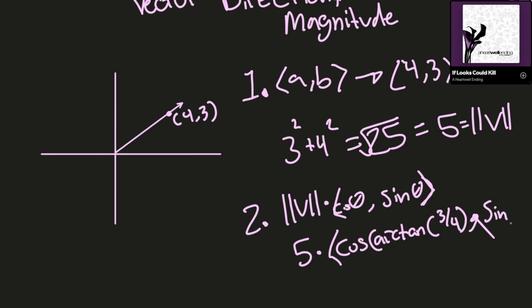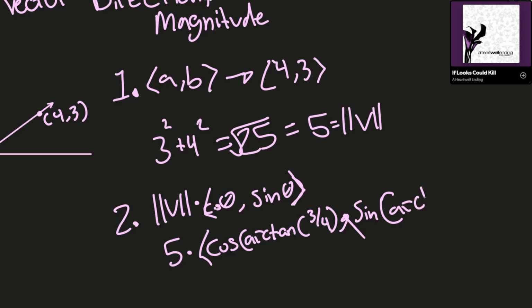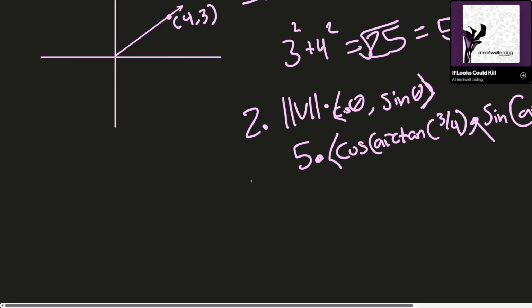And then comma, sine, let's move a bit to the side, arctan 3 over 4 for the second way of writing this. This is a times, and I think this is called the magnitude direction form. I'm not sure.